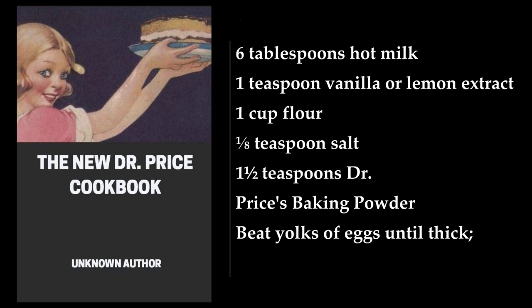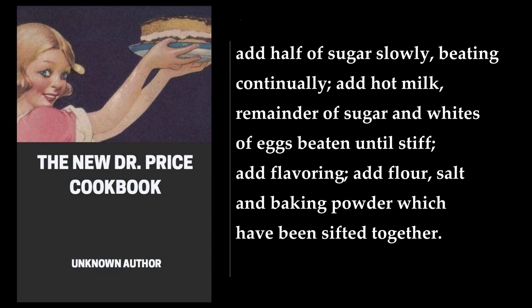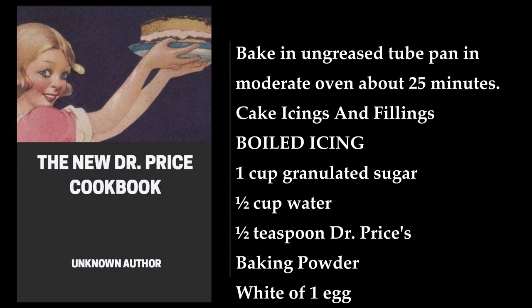Beat yolks of eggs until thick. Add 1/2 of sugar slowly, beating continually, add hot milk, remainder of sugar and whites of eggs beaten until stiff, add flavoring, add flour, salt and baking powder which have been sifted together. Bake in ungreased tube pan in moderate oven about 25 minutes.